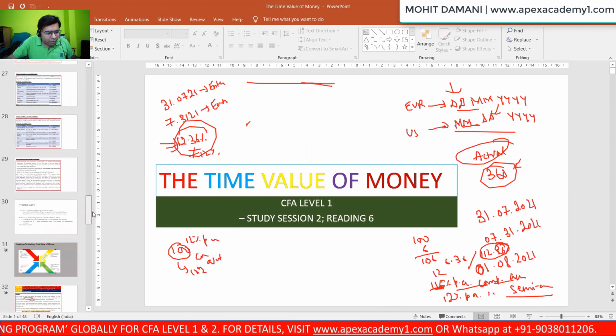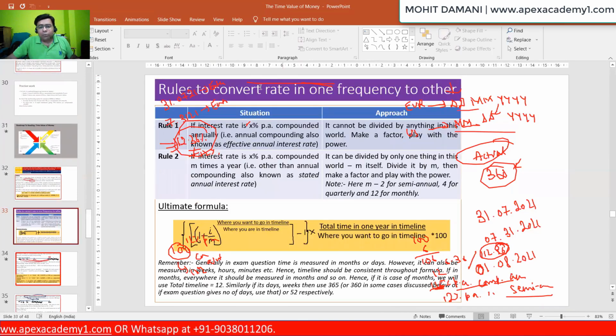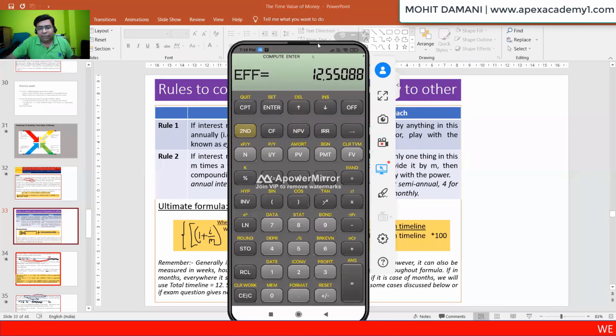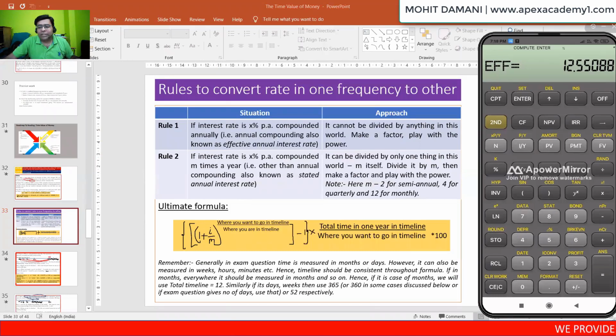So here is the formula that I was talking about. Yes, this one. See the rules of conversion. Let me clear all the drawings. See the rules of conversion. Converting interest rates is one of the gray areas for students, who find it very difficult to deal with, how the interest rates are converted.